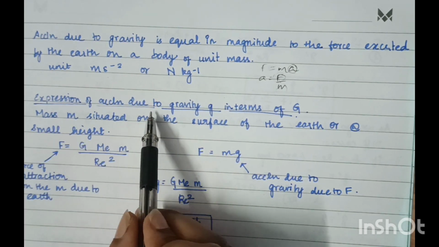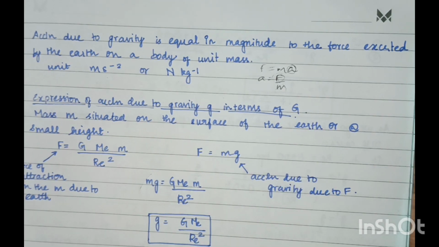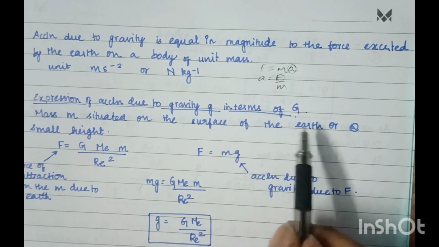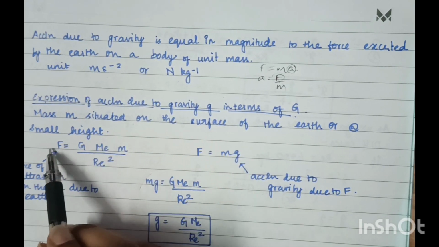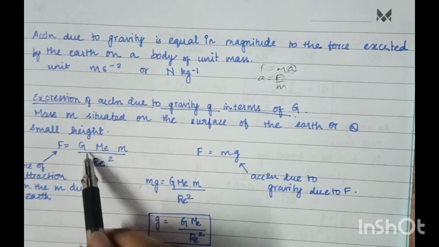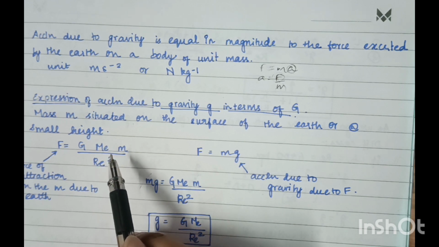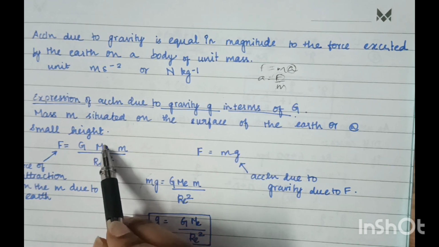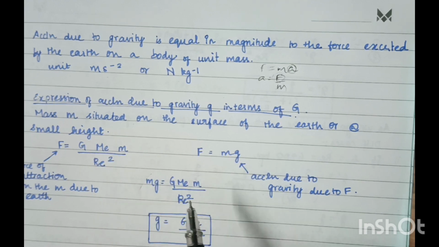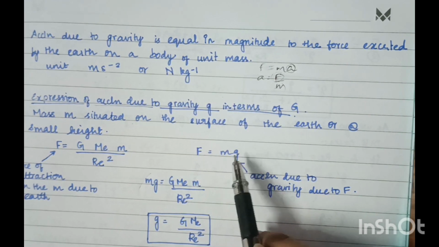Expression of acceleration due to gravity, g, in terms of capital G, that is the universal gravitational constant. Suppose the mass small m is situated on the surface of the earth or at a small height, then the force of attraction on m due to earth is given by G M m by r square. There are two masses we are considering: one is the mass of earth, that is Me, and another one is the small mass m. So G Me m by r square, and because of acceleration due to gravity there will be a force, that is mg.